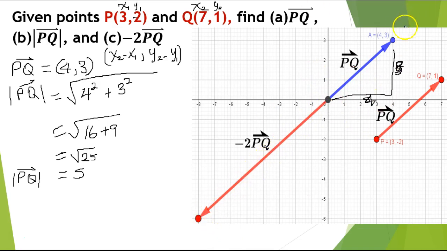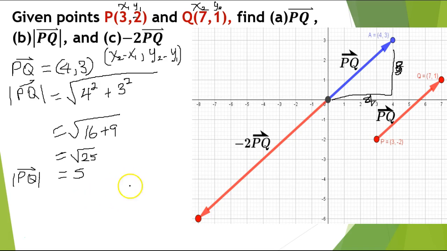Instead of going northeast, it's going southwest. So this is the vector modeled. Okay, so that's the vector modeled.